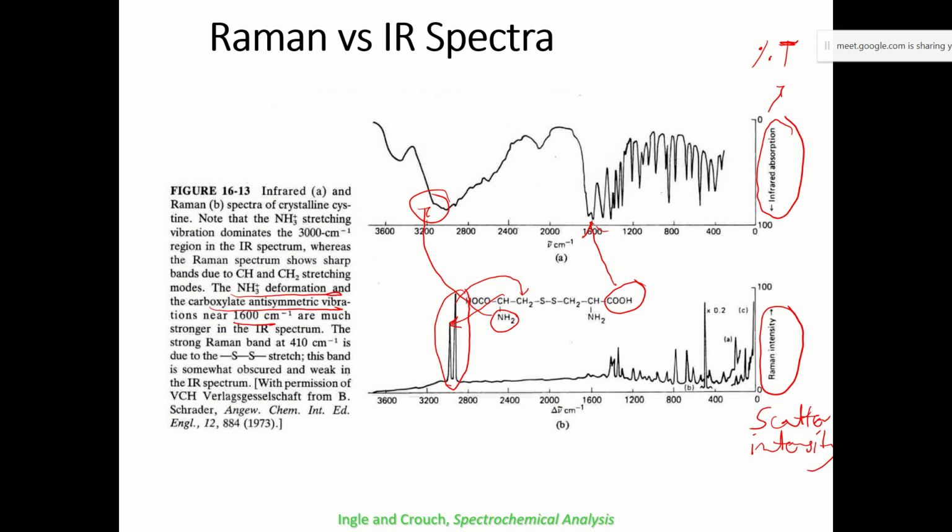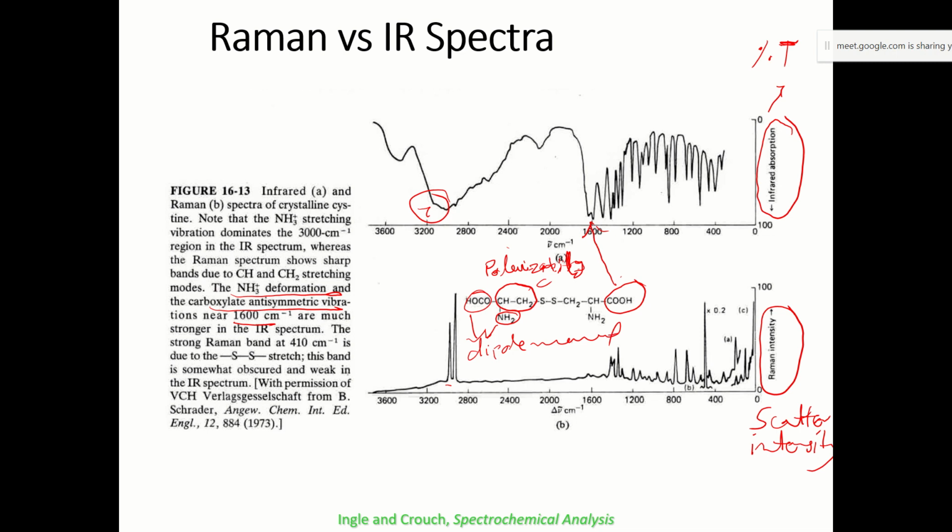So polar groups, where the polarity change is larger and related to dipole moment, are strongly active in IR. And the CH bond, which does not have as much change in dipole but where the polarizability change is significant, so CH and CH2 change in polarizability significantly, but for NH2 and COO, we have change in dipole moment.